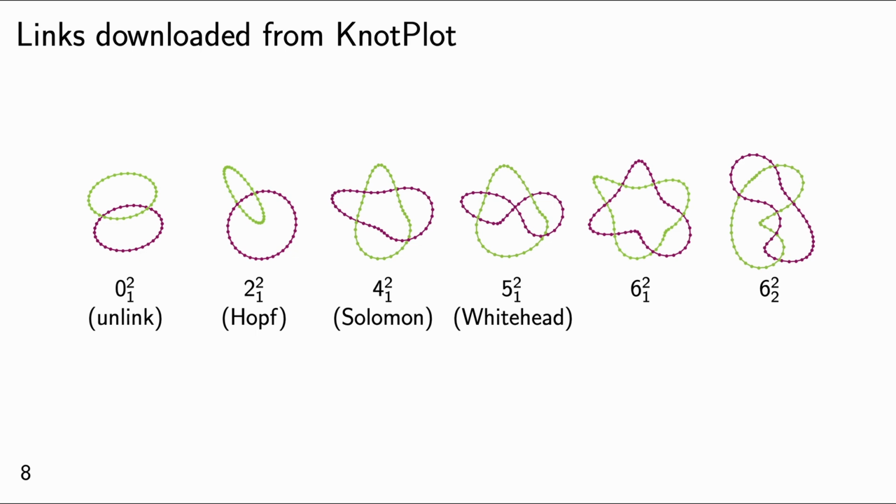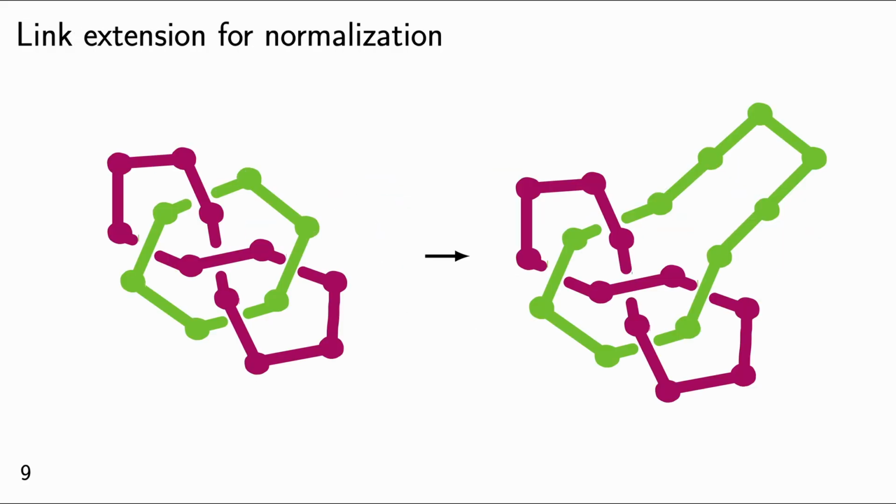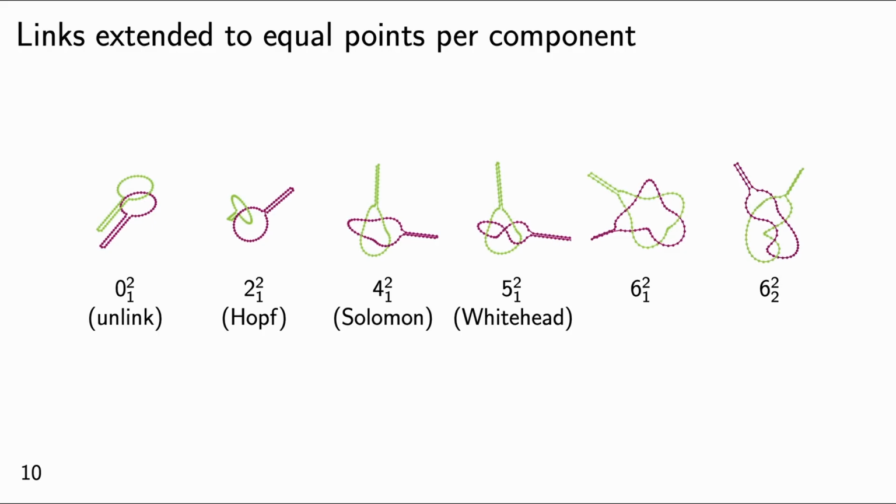Now, if you want to train a machine learning network on pretty much anything, you're going to be better off if all of the inputs are the same size. And so we need to make sure that all of the components of each of the links contain the same number of points. To do that, we're going to take all the components that have fewer points than we'd like, and add on a little appendix to extend them. When we do this, we get our new set of extended links from KnotPlot. And you can tell just visually by hand that we haven't broken the topology of the links by doing this extension. And now we're ready to generate our training data.